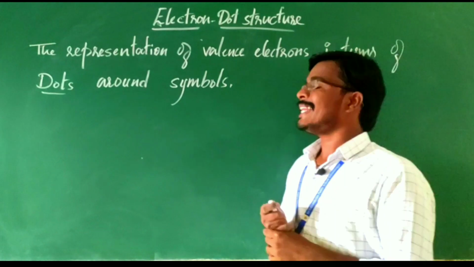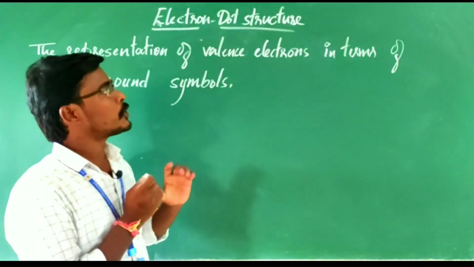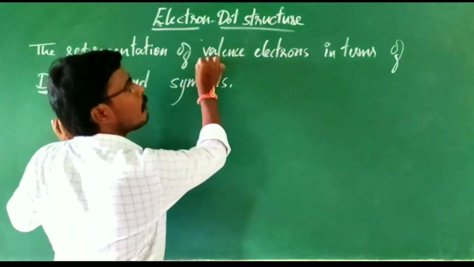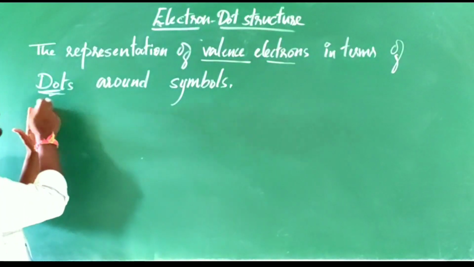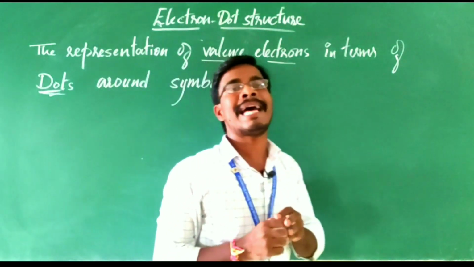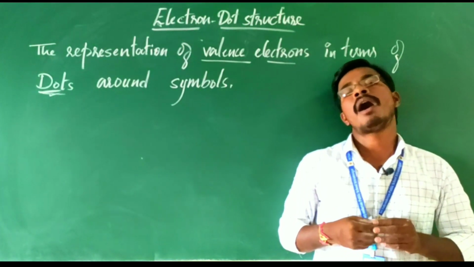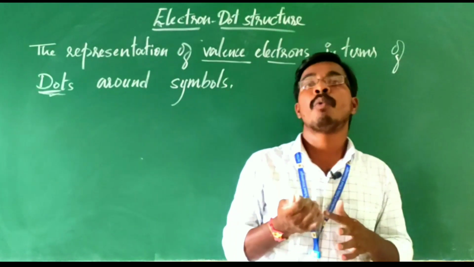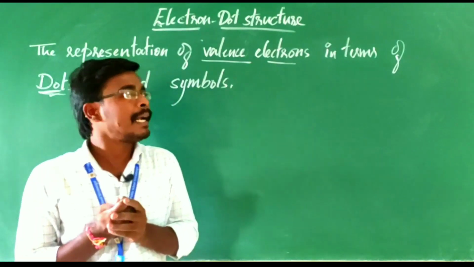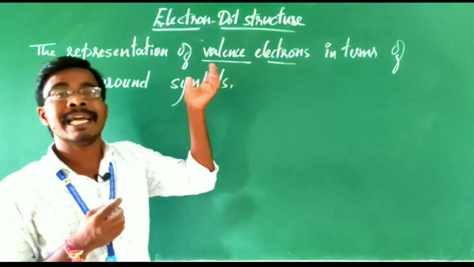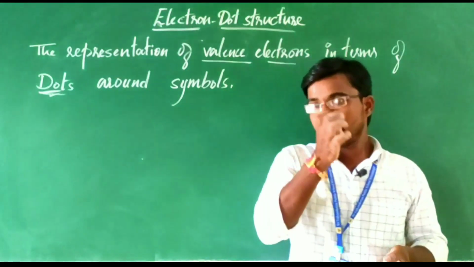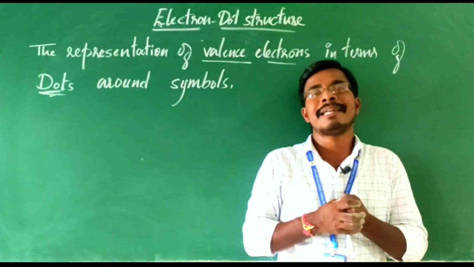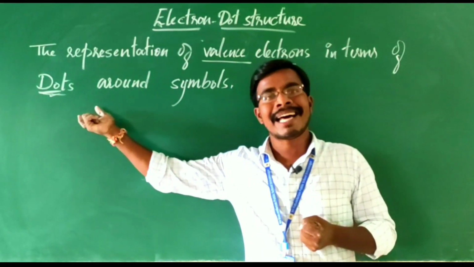Electron dot structure. Electron dot structure is the representation of valence electrons in terms of dots. The representation of valence electrons in terms of dots around the symbol is called electron dot structure, or we can call it Lewis dot structure, or valence dot structure. The valence electrons are mainly identified by using the electronic configuration, which we have learnt already in the last classes. Based on those valence electrons, we keep the dots around the symbols.